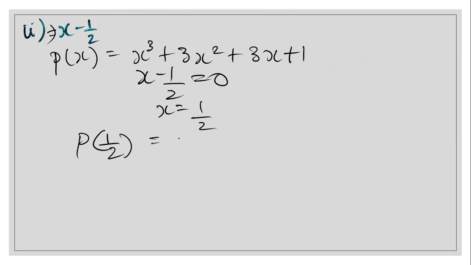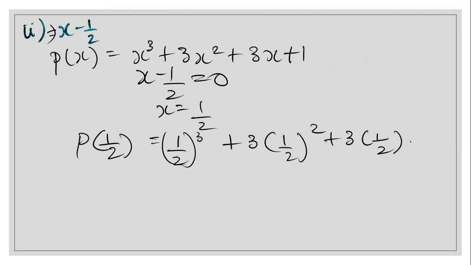Now substitute the value of 1 by 2 in this polynomial. So this will be 1 by 2 whole cube plus 3 into 1 by 2 whole square plus 3 into 1 by 2 plus 1. So this will be 1 by 8 plus, 1 squared is 1, 2 squared is 4, so 3 by 4, plus 3 by 2 plus 1.